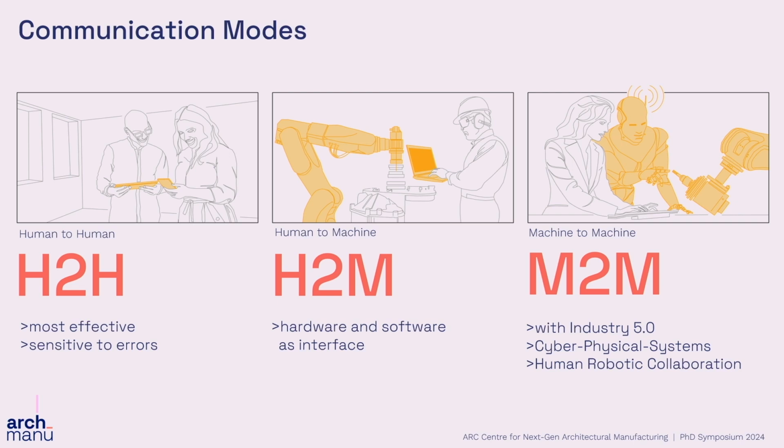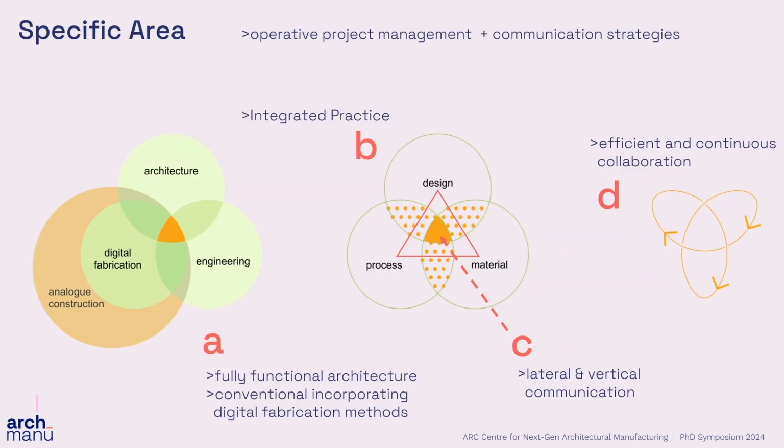Human-to-machine collaboration became the standard for today's work, when humans work with machines or robots using hardware and software as an interface. With Industry 5.0 and the cyber-physical systems, which basically focus on human-robot collaboration, we even expanded the communication further to machine communication, and sometimes machine to human, talking about feedback.